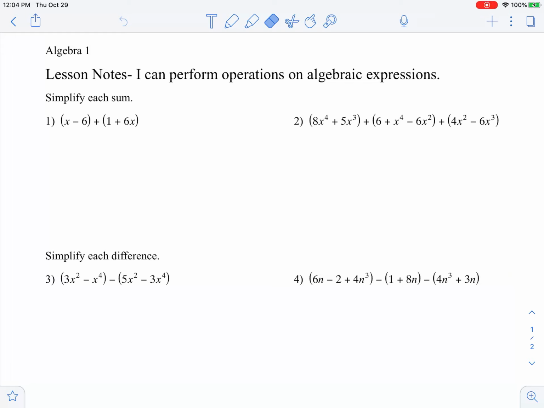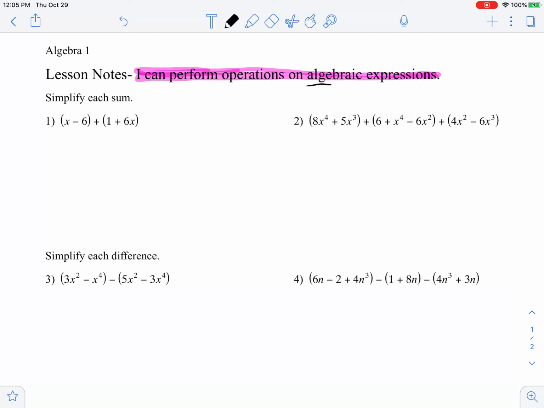Hi everybody. Today we're going to move on to a brand new learning target which involves performing operations on algebraic expressions. We just finished up talking about rules for exponents and order of operations. Now it's time to put it all together and perform operations on algebraic expressions. And when we say perform operations, we're talking about adding, subtracting, multiplying, and dividing algebraic expressions together.